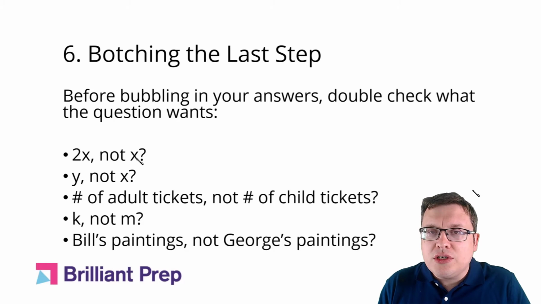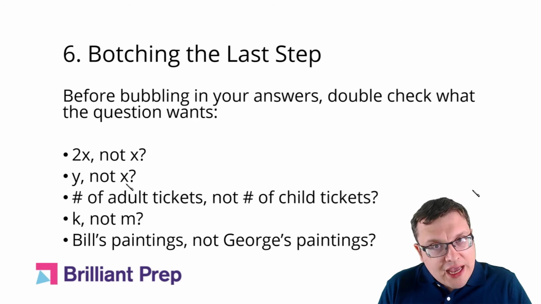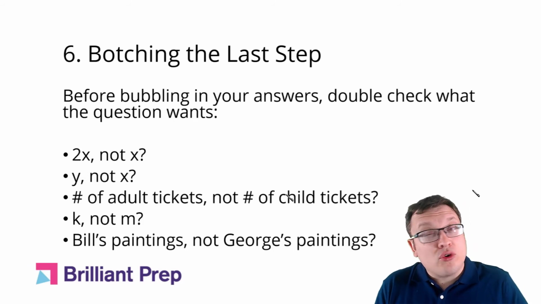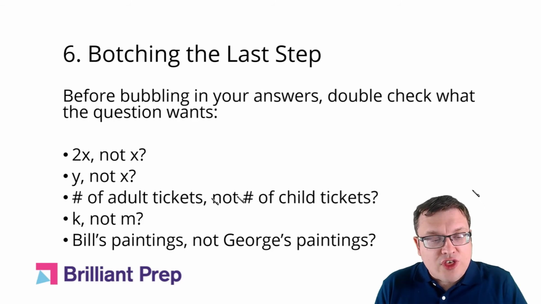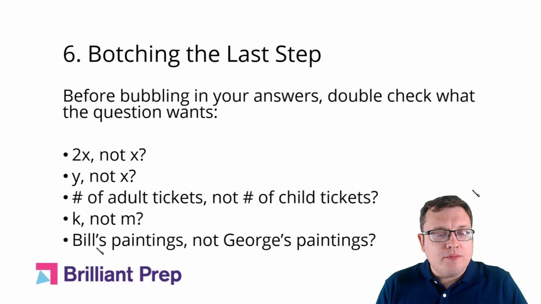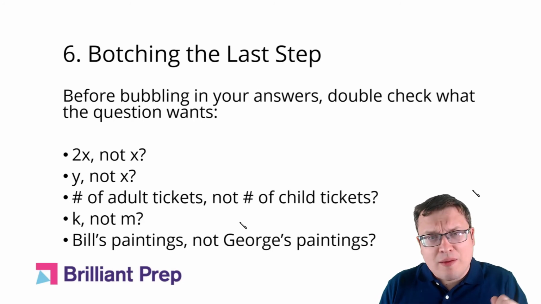So are you giving the answer as X when it should be 2X? Do they want Y and you're going to bubble in X? Do they want the number of adult tickets, not the number of child tickets, let's say? Do they want a constant K, not the constant M? Or do they want Bill's paintings, not George's paintings, right? Just double check before you take a split second just to make sure you're giving them the right thing.